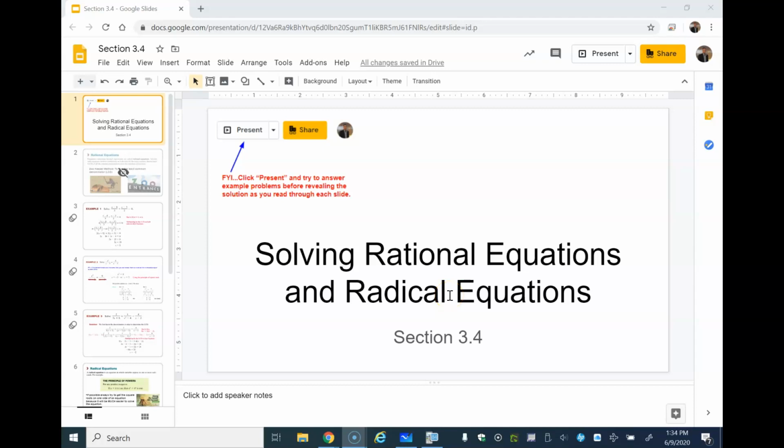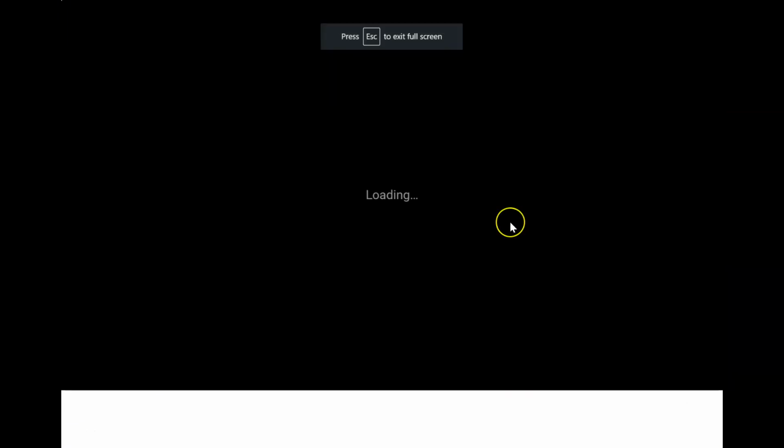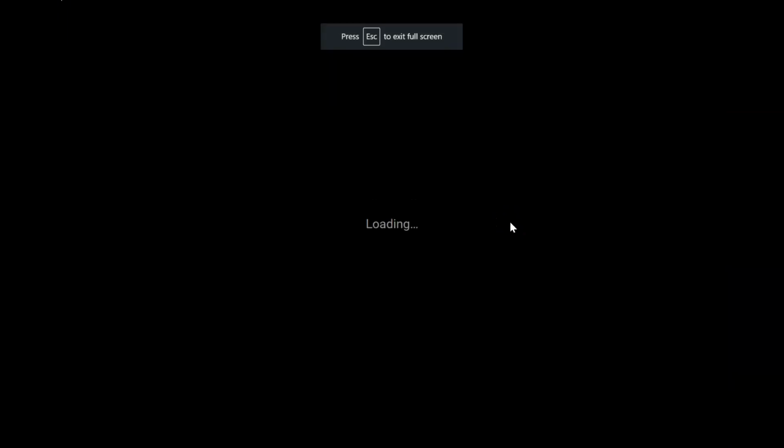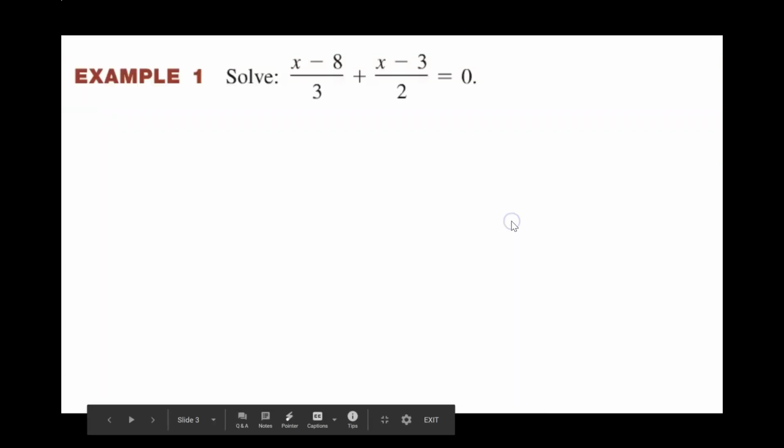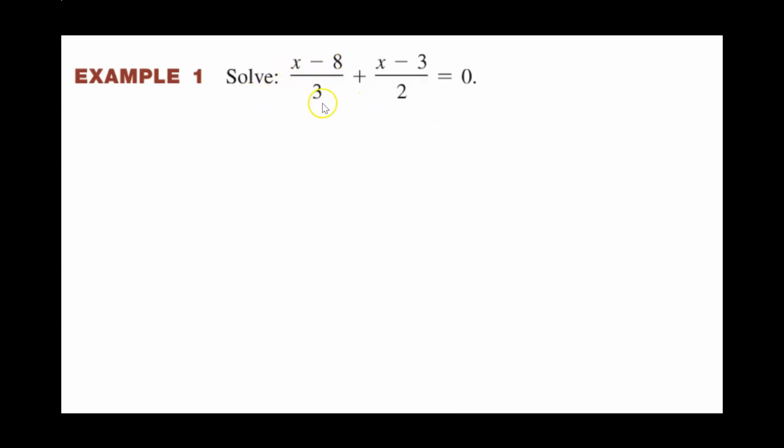With this video, I want to go over section 3.4 of my slides. In 3.4, we're going to be solving rational equations, equations that have numerator and denominator or fractions, and radical equations, equations that have square roots. So here we're going to solve for x. We have a radical. Here's our fraction for both of them.